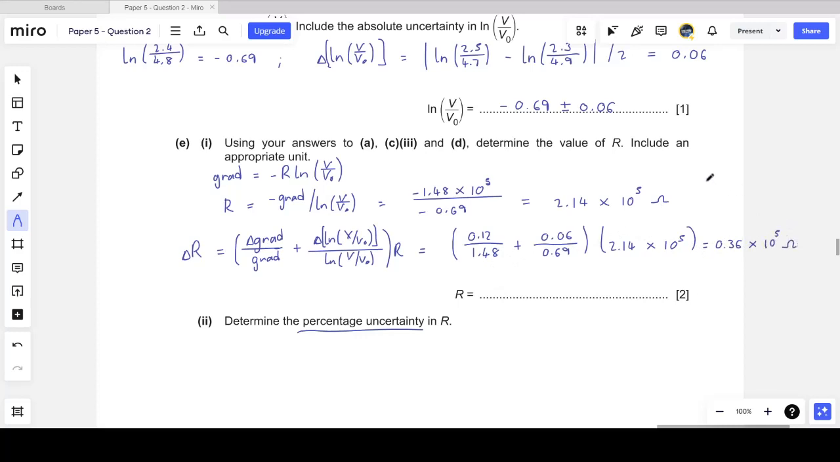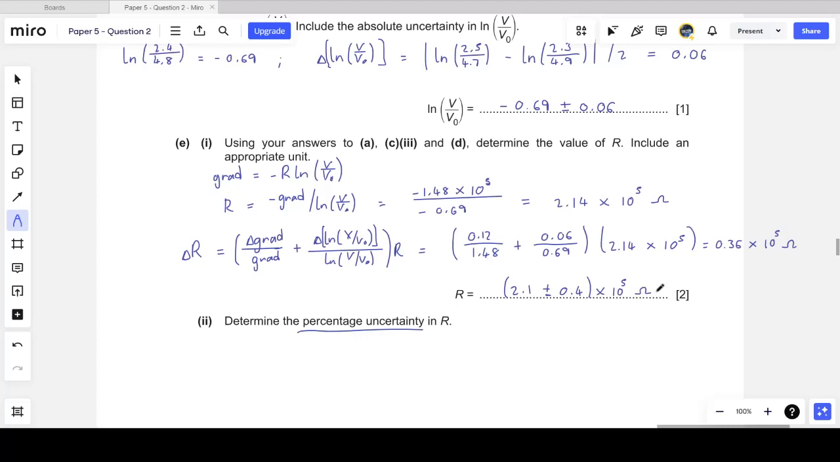Notice how I'm keeping the power of 10 the same, and that's so I can write it nice and neatly. The final resistance will be 2.1 plus or minus 0.4 multiplied. It's going to be a very high resistance. And this is going to be multiplied by 10 to the power 5 ohms.